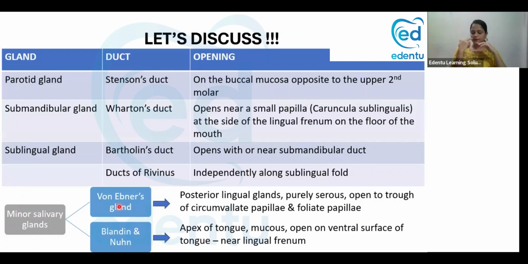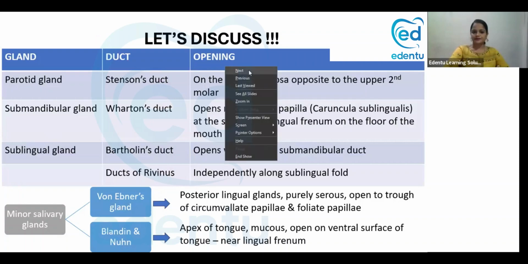Okay, it opens to the underlying ventral surface of the tongue. So I think you are all familiar with these terminologies here. Remember all these terminologies, doctors, because they can be repeated again.